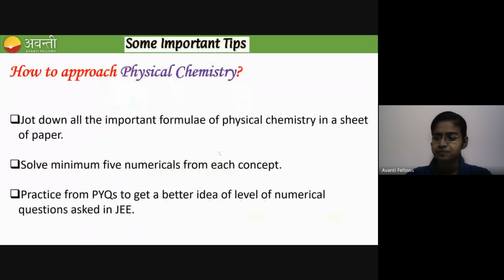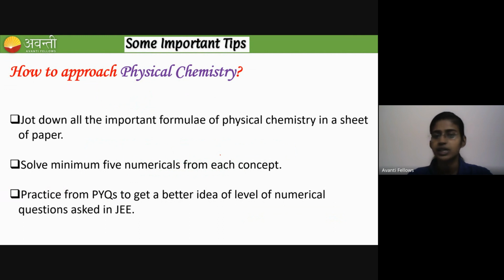Let me start with the important tips for all three branches of chemistry. Let's start with physical chemistry. How to approach it? You have to jot down all the important formulas of physical chemistry on a sheet of paper first. If you have not done that yet, don't worry. I have some slides for the formulas in the upcoming slides. You can take a screenshot and write it down, or take a printout and keep it.